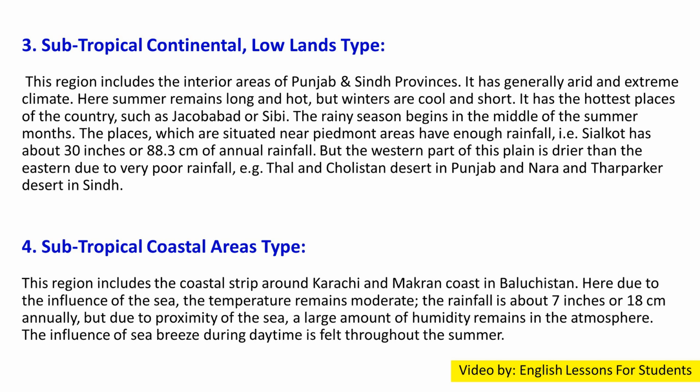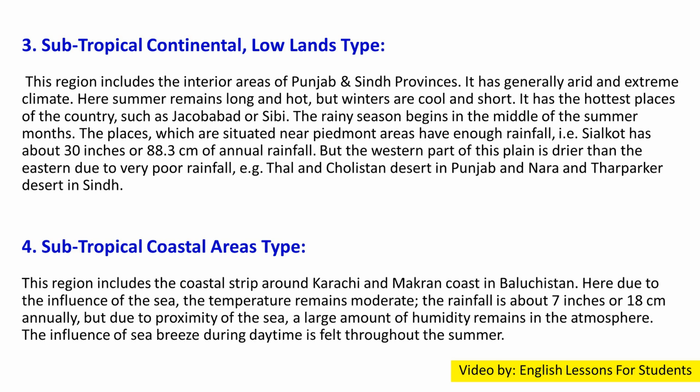The places which are situated near Piedmont areas have enough rainfall. For example, Sialkot has about 30 inches or 88.3 centimeters of annual rainfall. But the western part of this plain is drier than the eastern due to very poor rainfall. For example, Thal and Cholistan Desert in Punjab and Nara and Tharparkar Desert in Sindh.